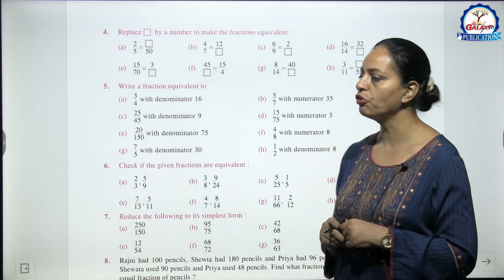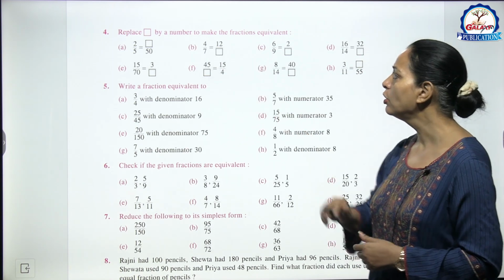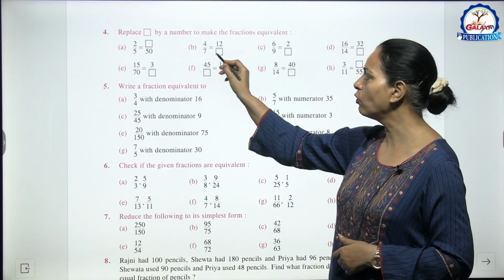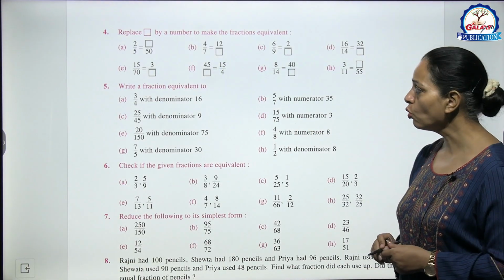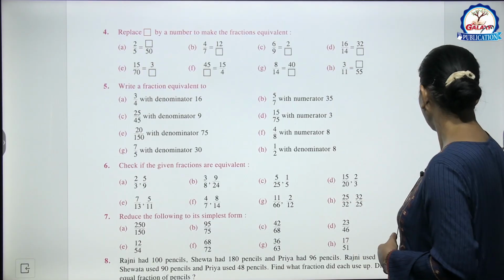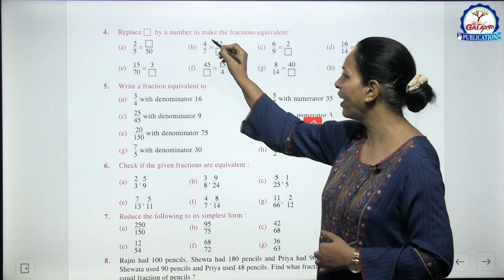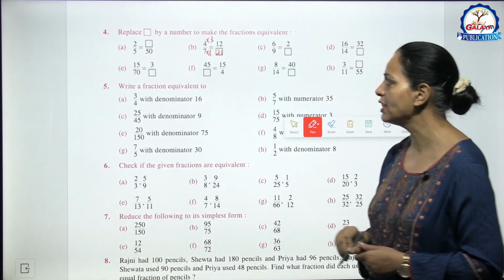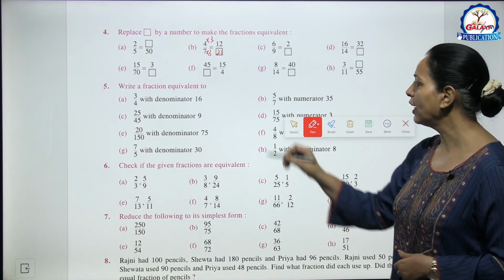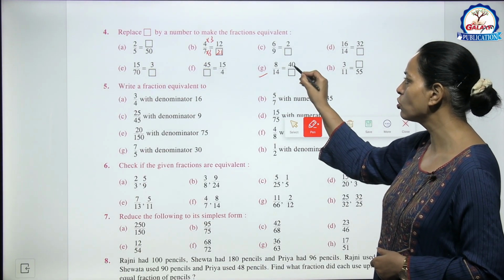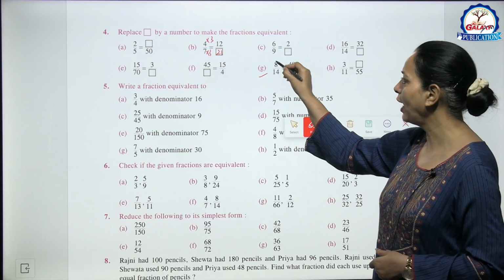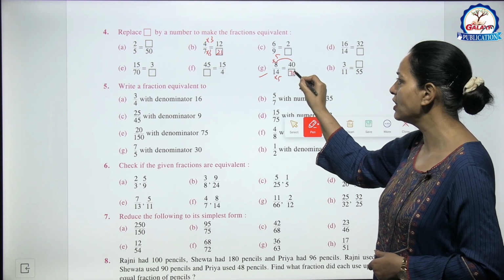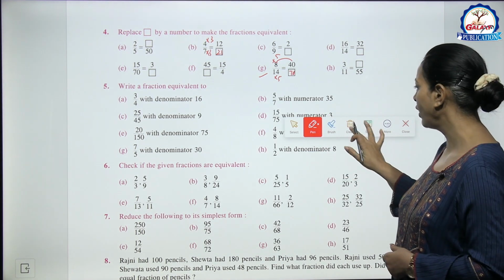Now next fourth question, replace this box by a number to make the fractions equivalent, like B part 4 upon 7 equals to 12 upon dash. See 4 and 12, what is the relation? How will 4 become 12? 4 3s are 12, so 7 3s are, so this is 21. Like here G part 8 upon 14 equals to 40 upon dash. 8 and 40, 8 fives are 40, so 14 fives are, that is 70. I hope you can try remaining parts.